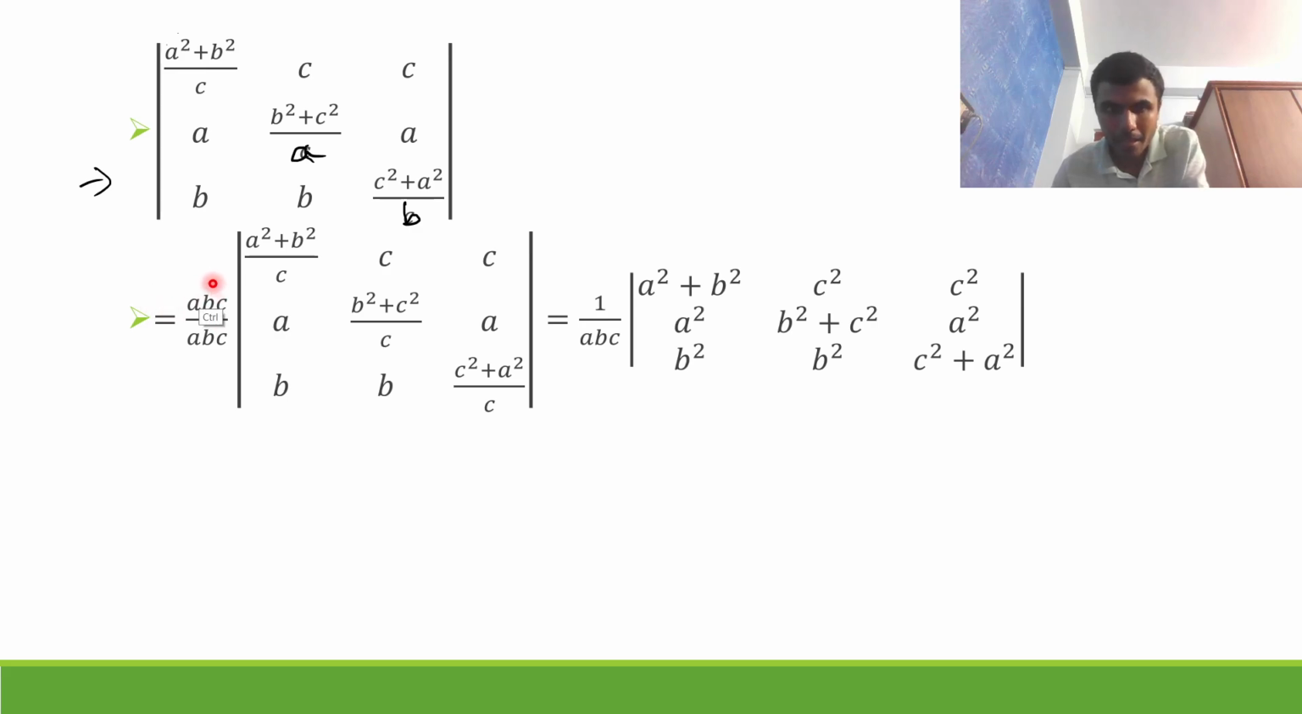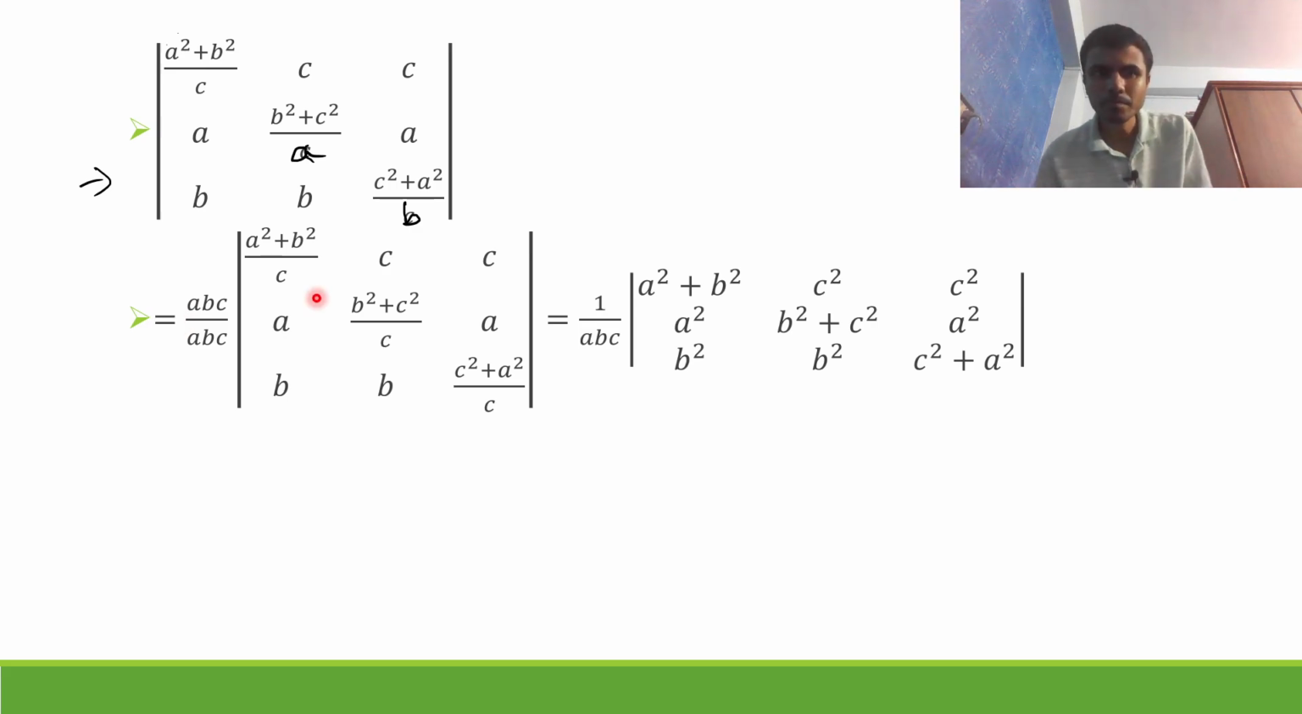Now this A, multiply it with second row. Now this B, multiply it with third row, and this C, multiply it with first row. Okay, I'll make it easier for you. I'll go step by step. I think this might be a little confusing. See, first this C. Outside means 1, right? So 1 I can write it as ABC by ABC.